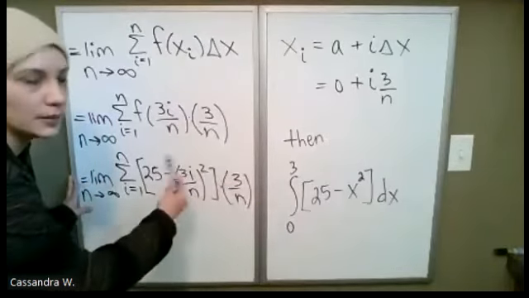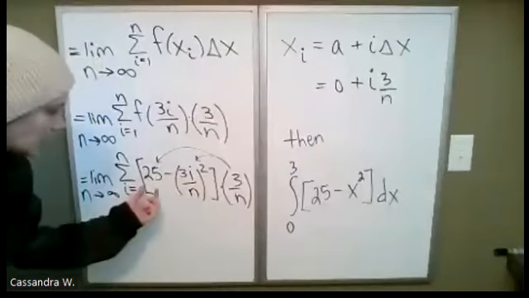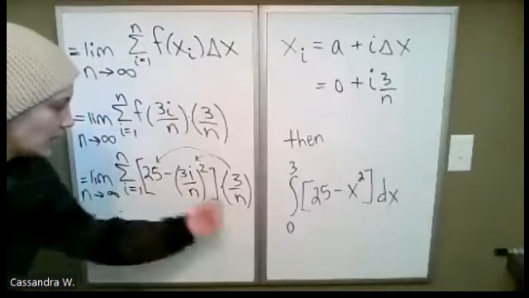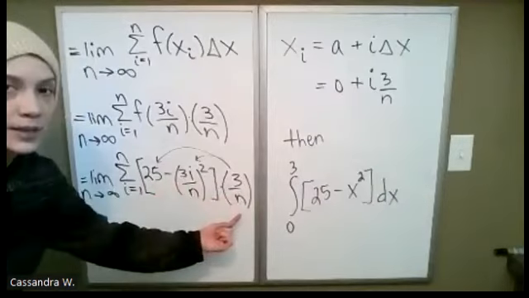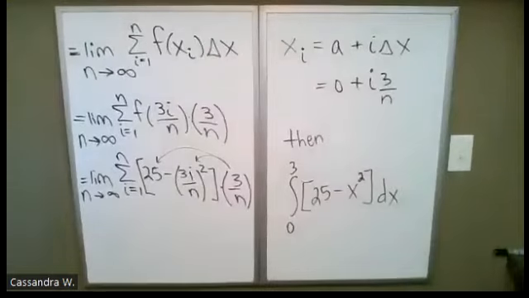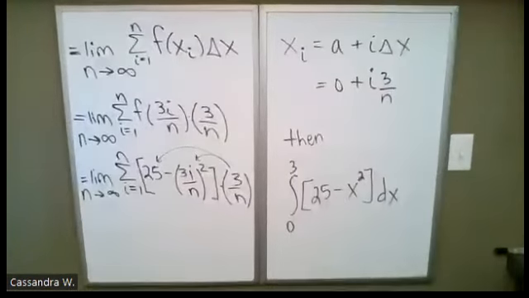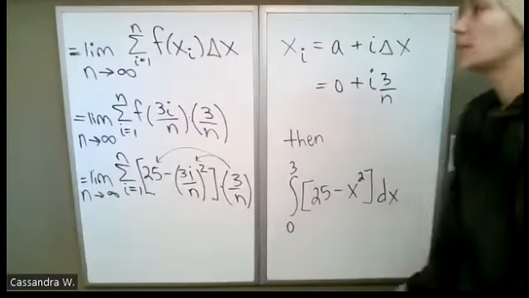We distributed the 3 over n. We got that 75 over n, and this was 27i squared over n squared. Or sorry, it'll be over n cubed.